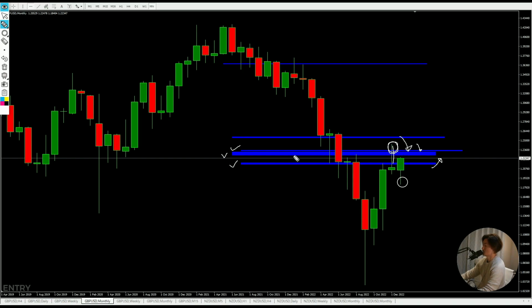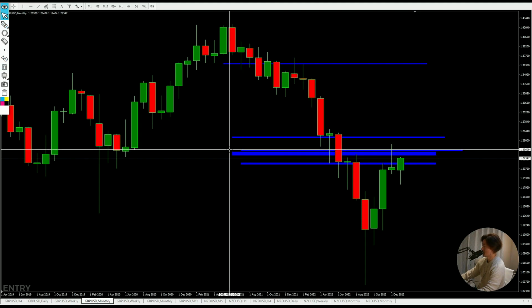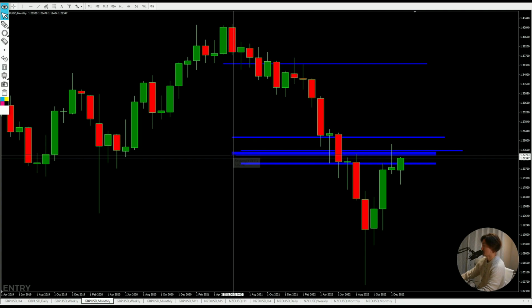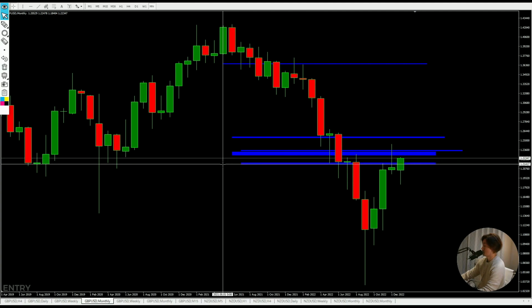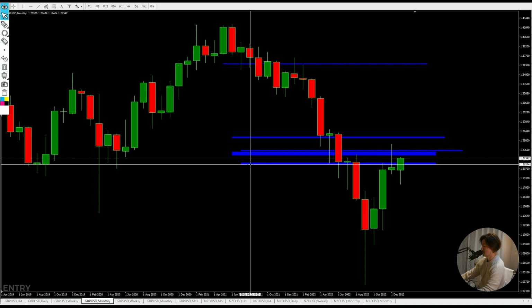Okay, so let me go ahead and show you the price levels for these gaps. The upper level for this mini gap is at 1.2353. The lower level is at 1.2337. And the upper level for this small gap right here is at 1.2328. And the lower level will be at 1.2272. Okay, and the upper level for this gap right here is at 1.2164. And the lower level is at 1.2135.